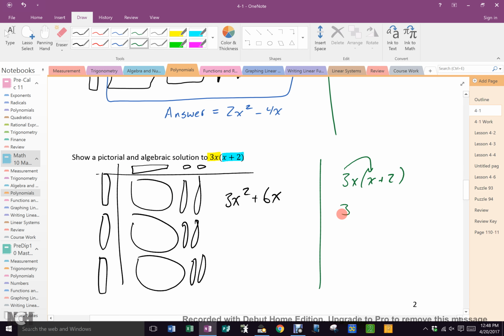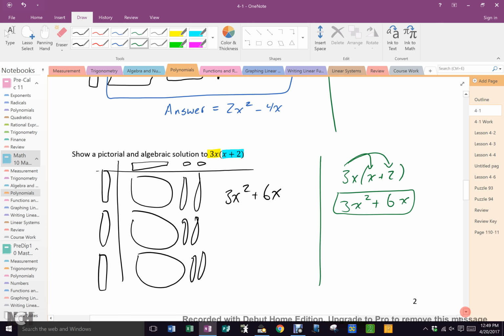3 times 1 is 3. X times x is x squared. Plus 3 times 2 is 6. X times nothing is x. Can everybody do it? You all should have been able to do it in grade 1, but your teachers didn't make you. It's not their fault.